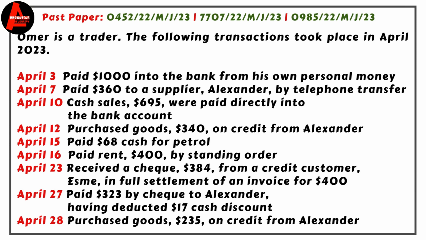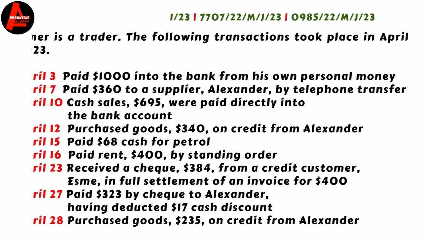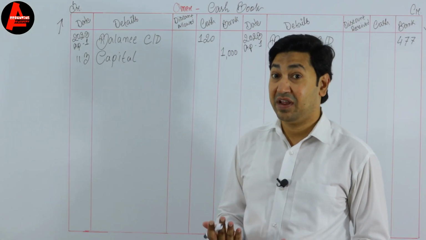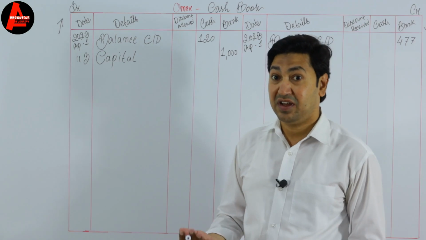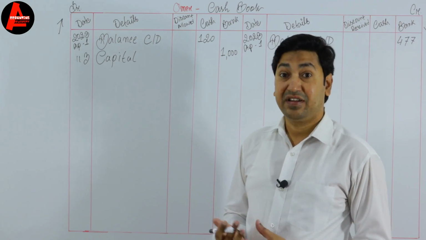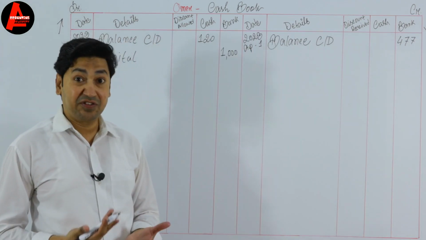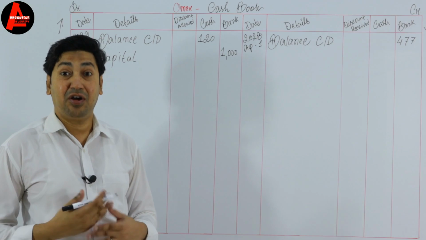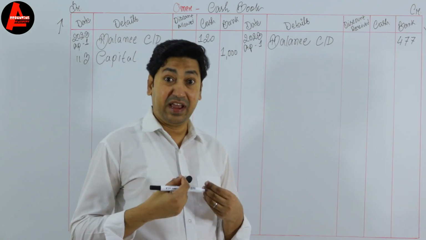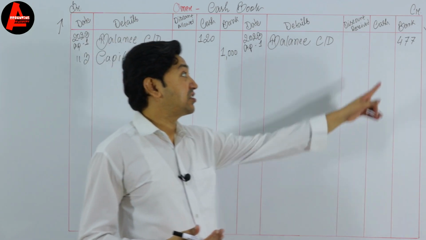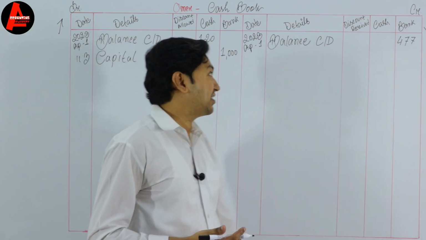Our next transaction is April 7: paid $360 to his supplier Alexander by telephone transfer. What is telephone transfer? By telephoning, Omar, the owner, instructed the bank to pay this amount to the supplier, okay? $360. Now tell me, will the business bank balance be increased or decreased? Obviously it will be decreased, because money has gone from the business bank. So when it is decreased, we will record on the credit side.